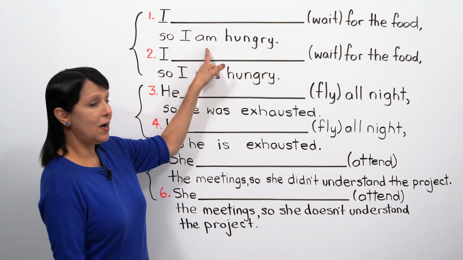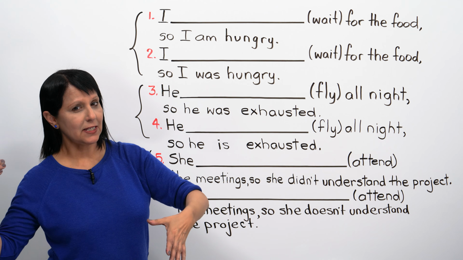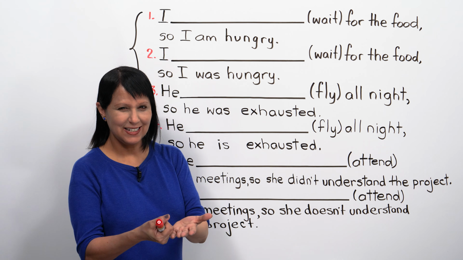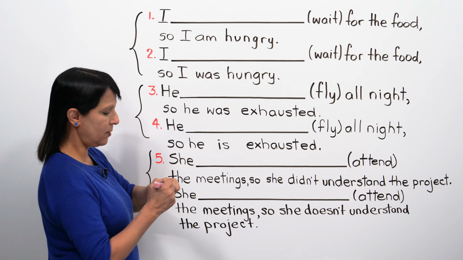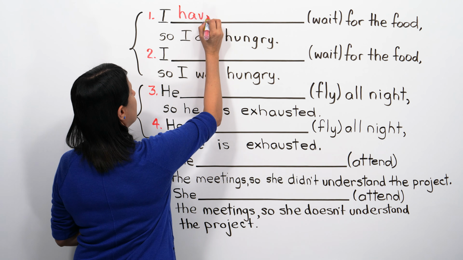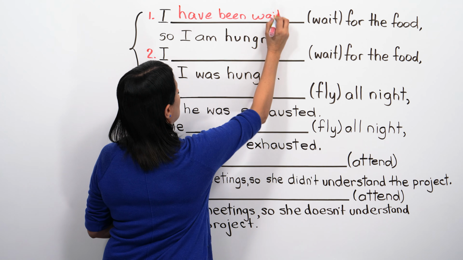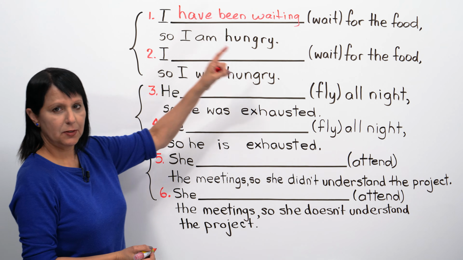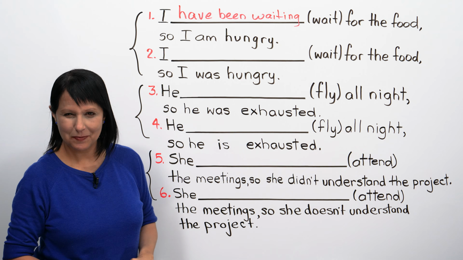Okay, so I am hungry is what? The present. So we want to connect the past to the present. So we use which one? The present perfect continuous. So this form will be I have been waiting for the food. I have been waiting for the food, so I am hungry right now.